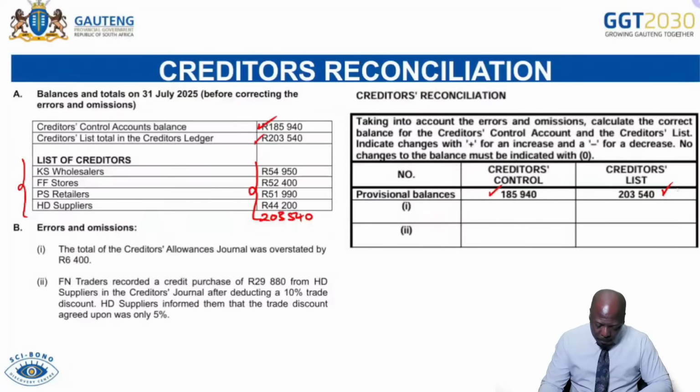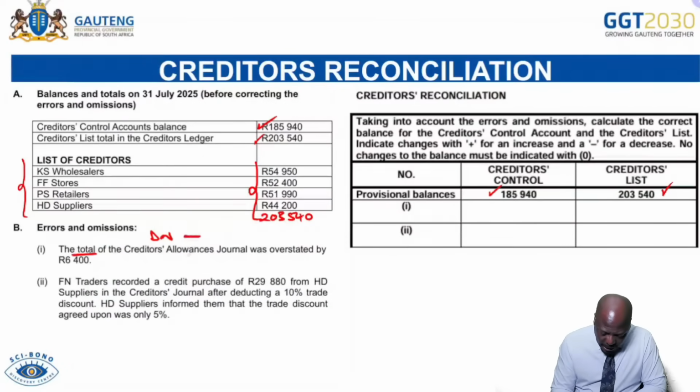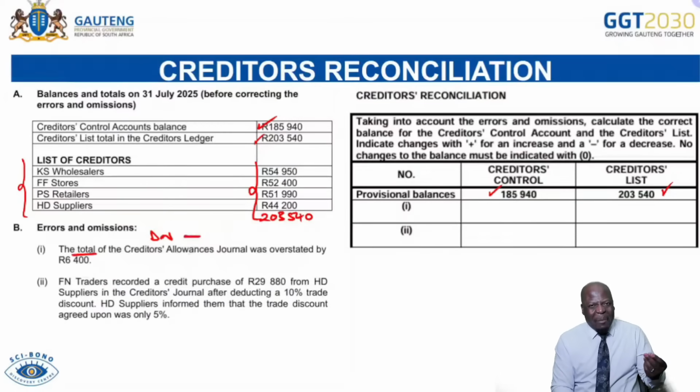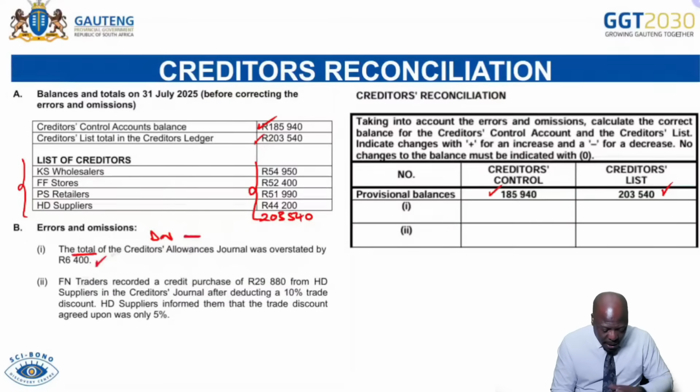Let's go and see now. You're going to find many different words, as you see here, where they're going to be talking about totals. And here it says the total of the creditors allowances journal. So we know that in the CAJ, we record our debit notes, and so that means the sign that we would characterize the CAJ with is a minus. So the total of the CAJ was overstated by 6.4. So if an amount has been subtracted too much, I don't know if that makes sense, we overstated a negative amount. Okay, and we overstated it by 6.4.